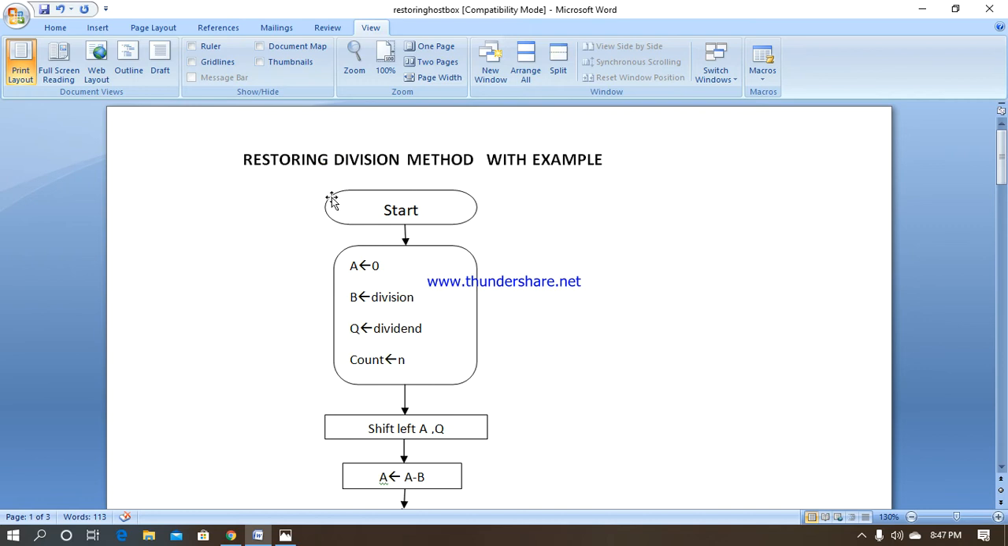In the previous session I explained the non-restoring division method with example, the flowchart separately and the example separately. For this session we are going to see one example. First we see the flowchart before going to do the integer division.